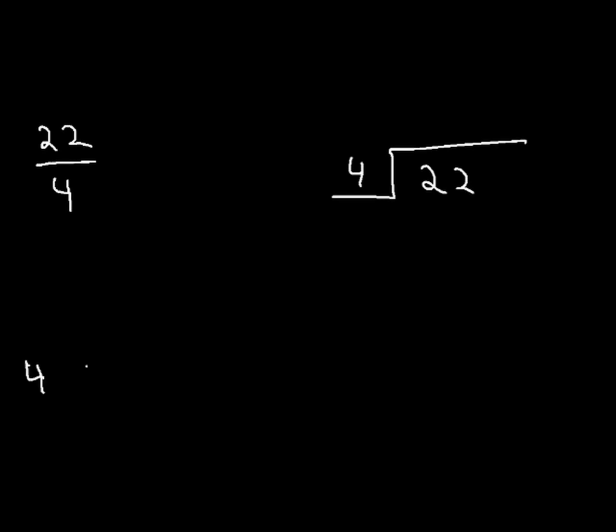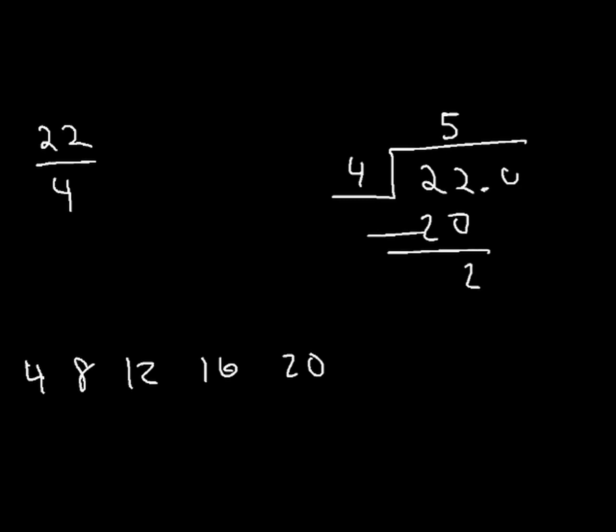Let's try another example. Well, actually, you can pause the video and try this one. So let's say if you want to find out what 22 divided by 4 is. So take a minute and try it yourself. So how many times does 4 go into 22? So if we write out the multiples of 4, it's 4, 8, 12, 16, 20. 24 is too much. So 4 goes into 22 at least 5 times. So 4 times 5 is 20, and the difference is 2.